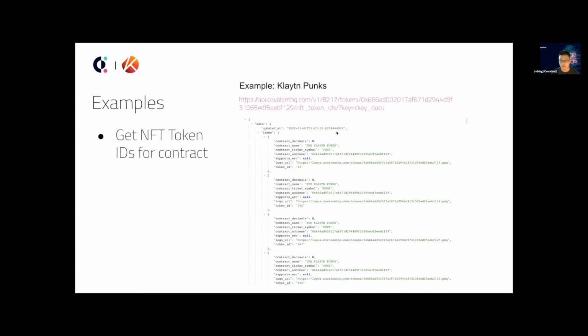Using another endpoint, with, in this case, the NFT token IDs. Most of the time, you have an NFT collection. You don't know what the token IDs are and who they belong to, right? So you just input the NFT contract address into the endpoint, and you get a response that tells you what all the token IDs are. Okay, so here I use the Klaytn Punks, which is an NFT stored on Klaytn network.